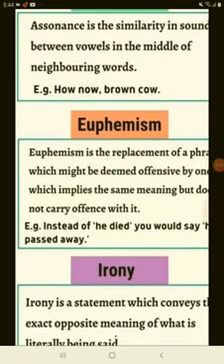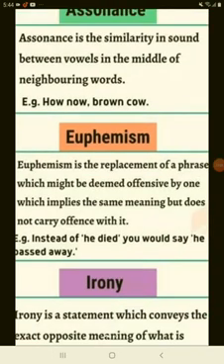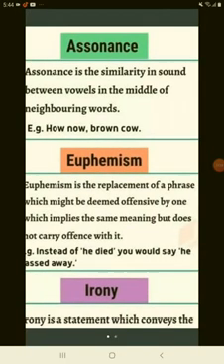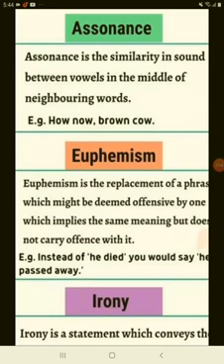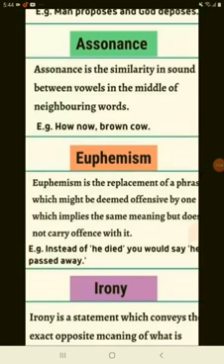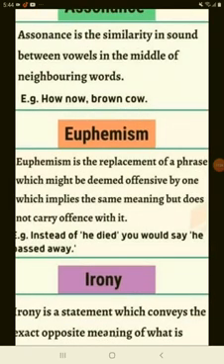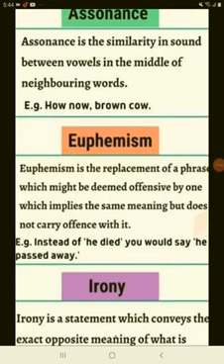Now I will look at euphemisms. What are euphemisms? A euphemism is the replacement of a phrase which might be deemed offensive with one that implies the same meaning but does not carry any offense with it. That means instead of saying that he died, you will say he passed away. So these are words which soften the entire effect of it and make it more polite.